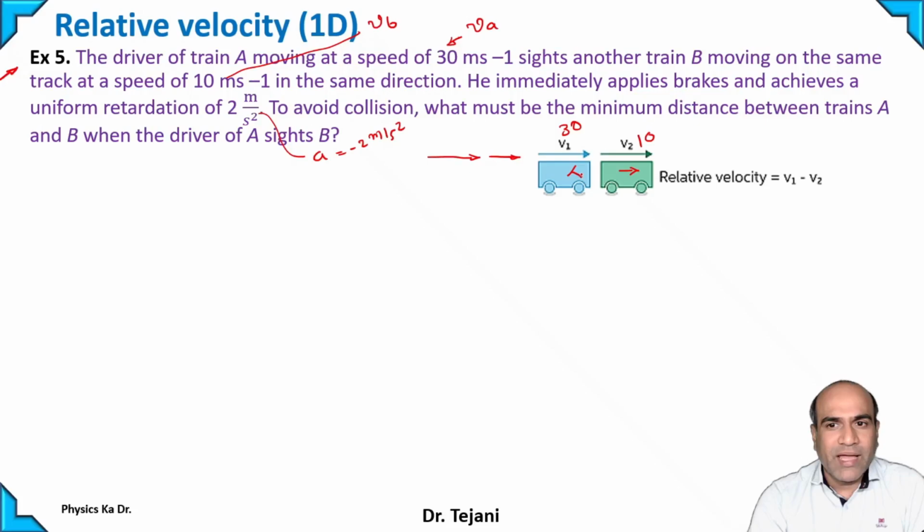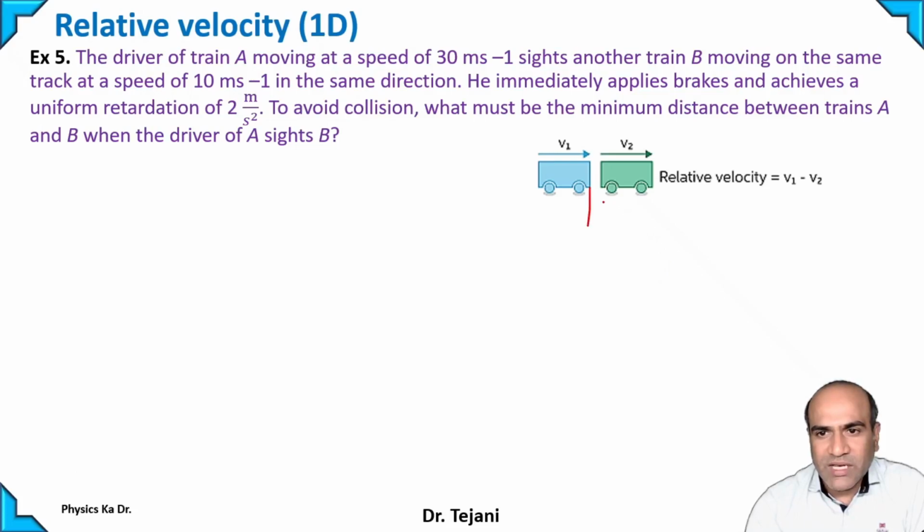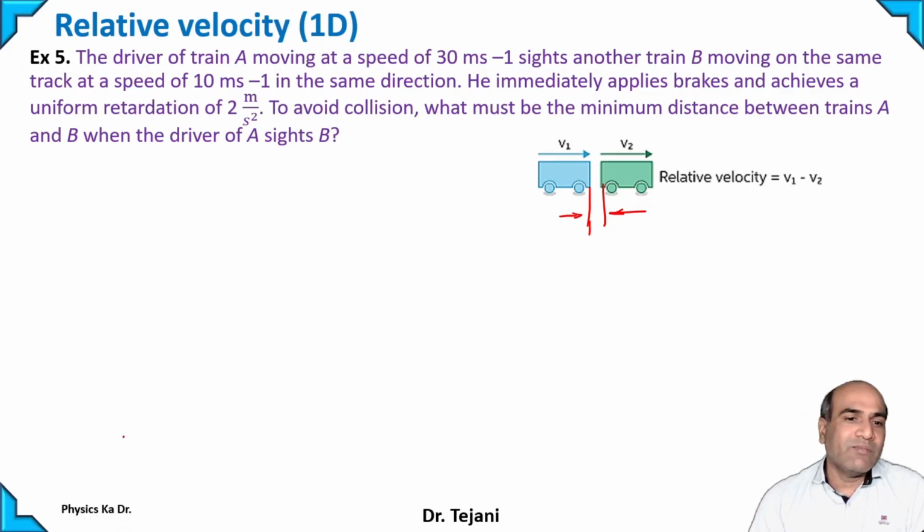Driver applied brake, and because of that, there is a retardation of V1, and that retardation is equal to 2 meter per second squared. So what must be the minimum distance between train A and B? What must be this minimum distance at the time the brake is applied so that collision can be avoided?